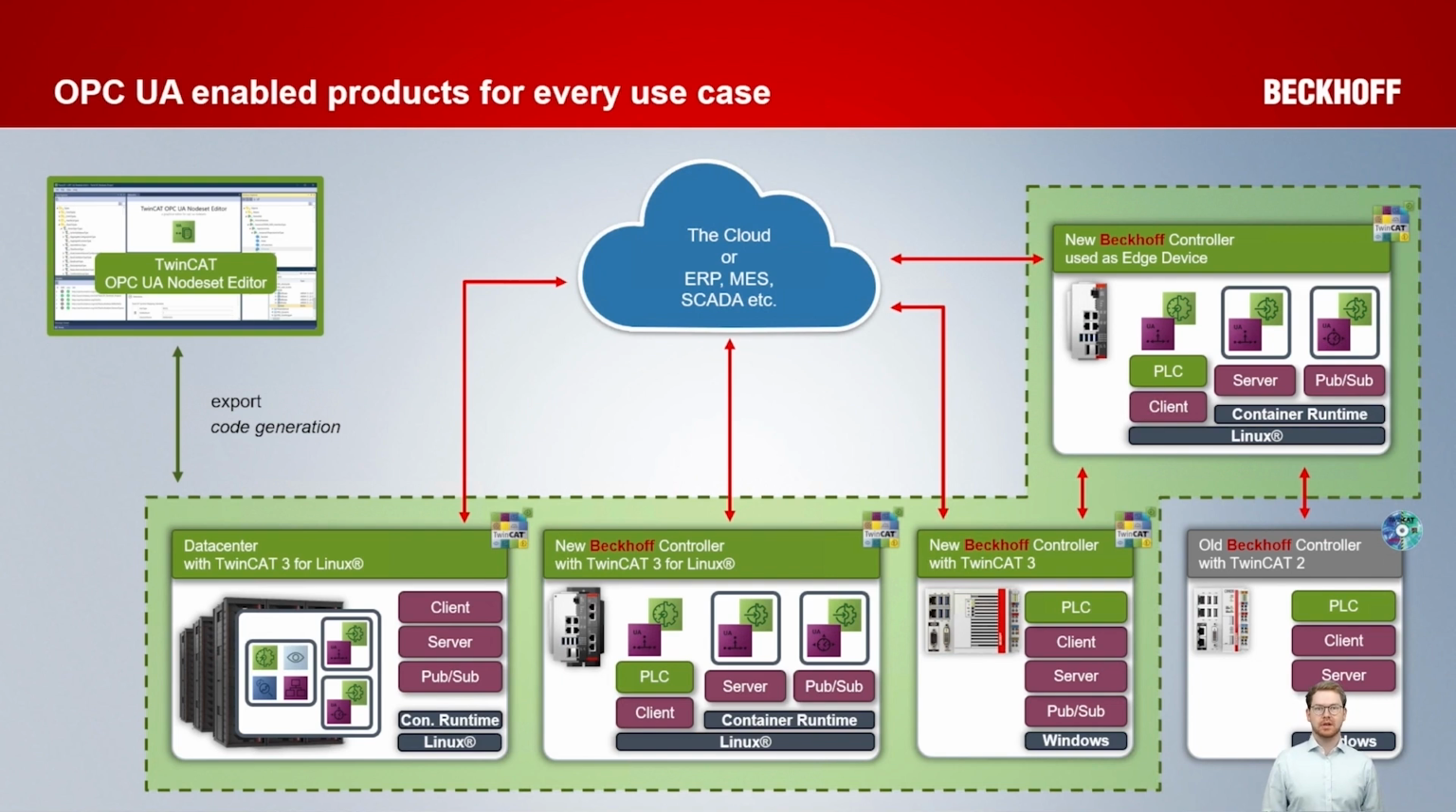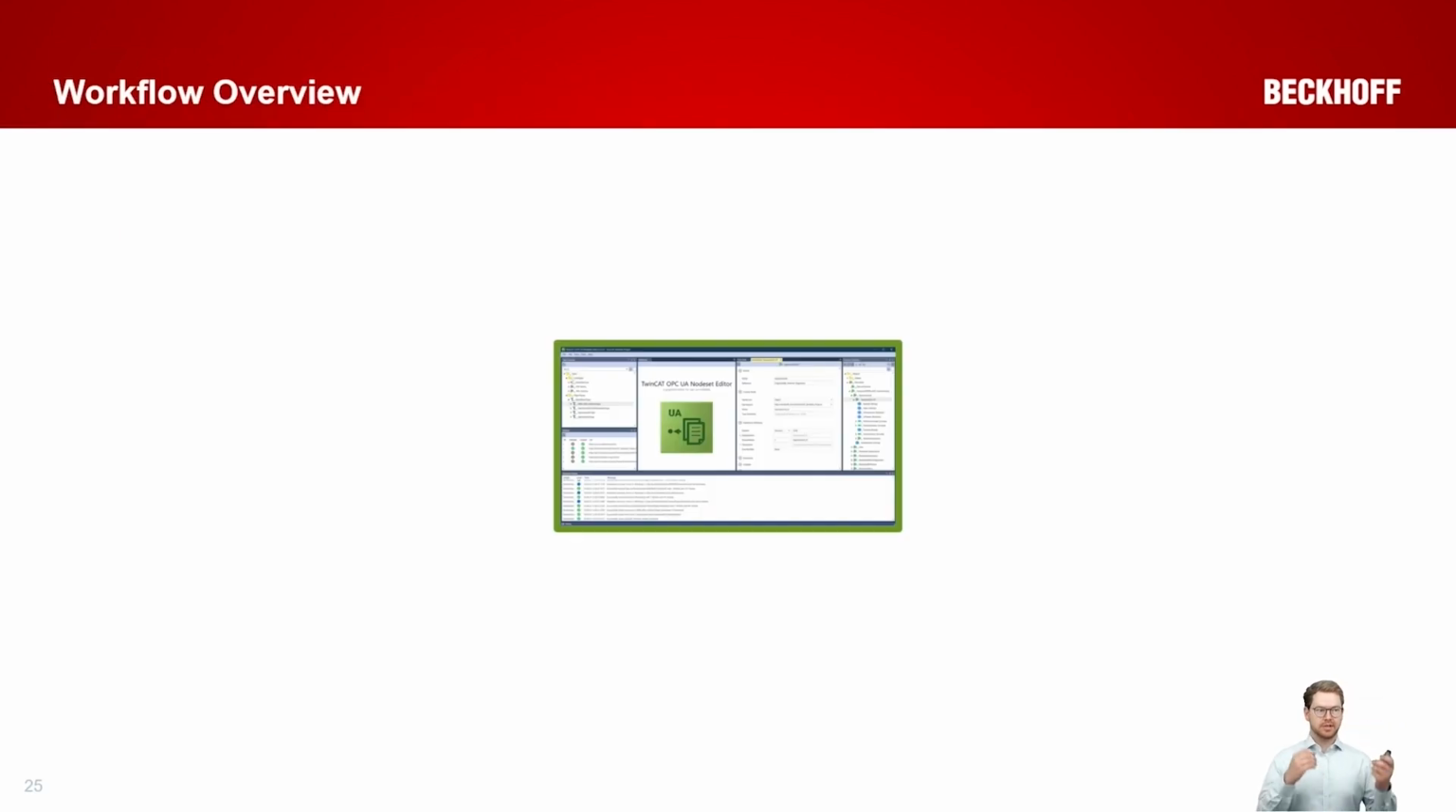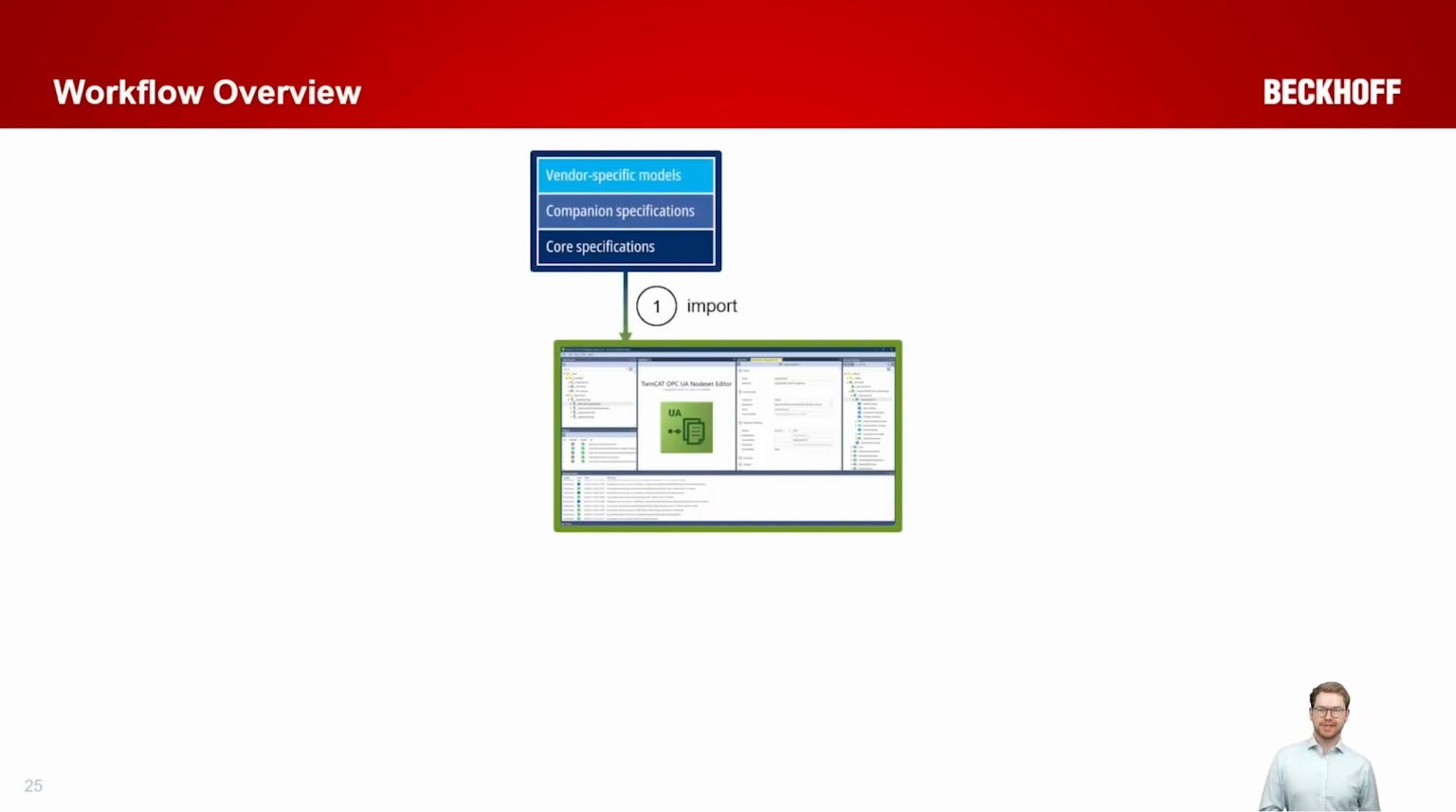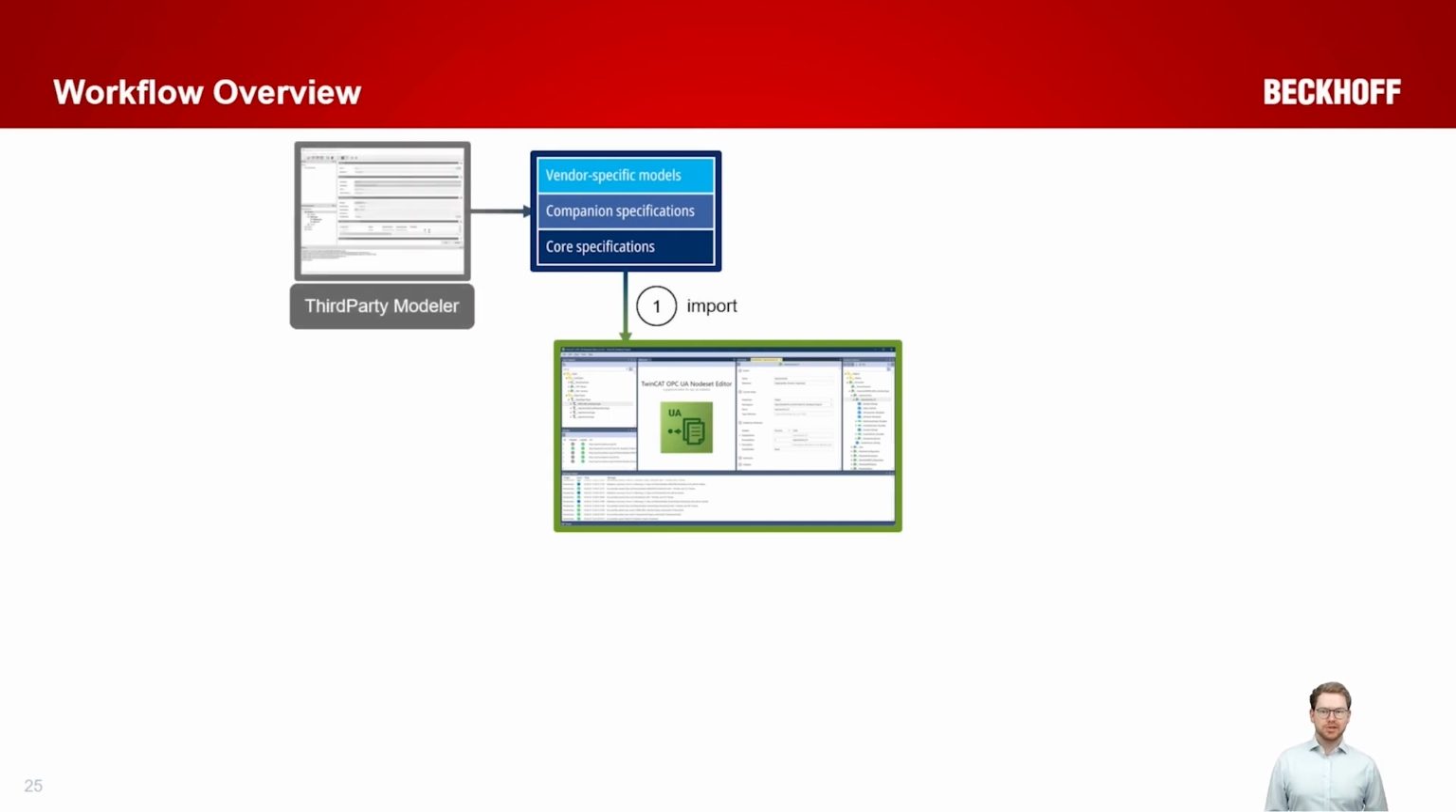So let's look at the workflow on how that is done. This is the Nodeset editor, and we're going to start by importing the models that we want to work with. They can be from companion specifications, core specifications, or vendor-specific models. They could also be what another third-party modeler exported, because you may want to model types, which is something the Nodeset editor cannot do yet. And for that, there are great other tools available. Then you can import them into the Nodeset editor thanks to the standardized format.